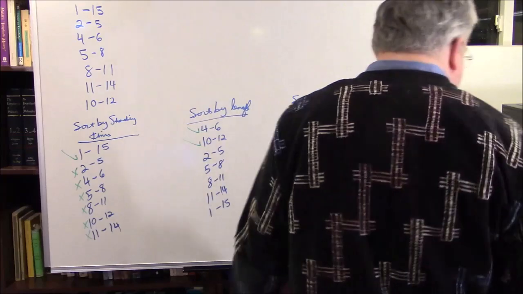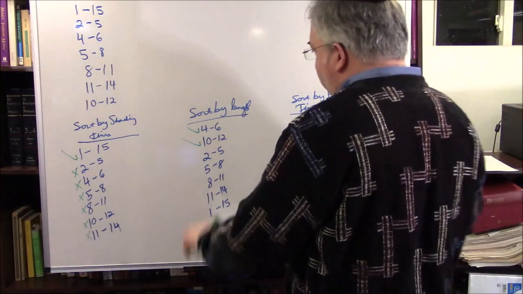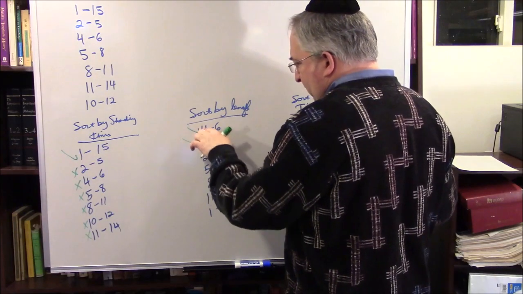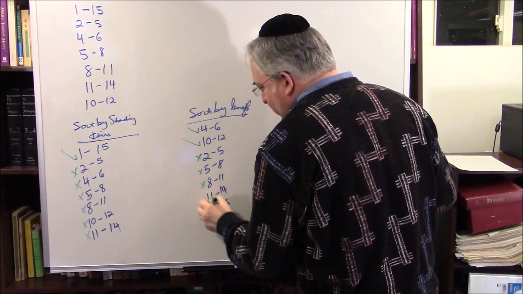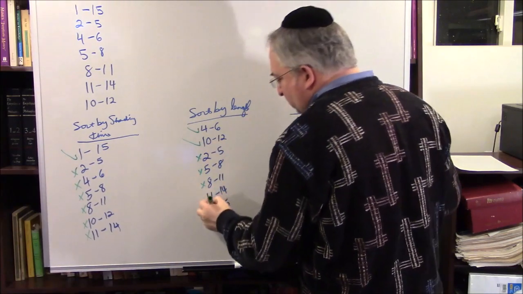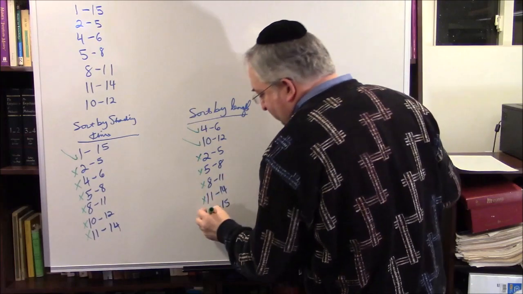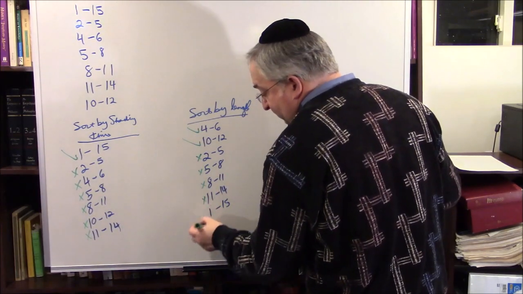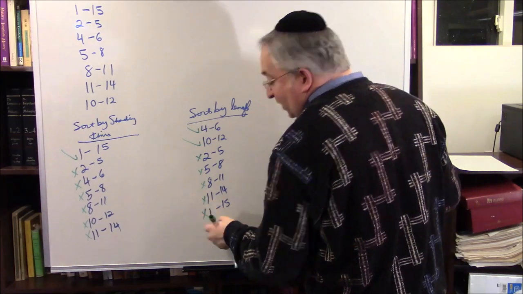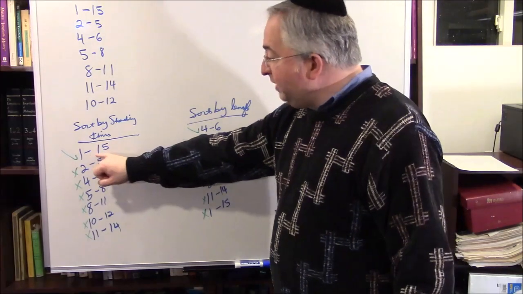Hold on. Oh, I can't take the 2 because I get 4 through 6, so I can't take this, I can't take this, I can't take this, because this overlaps with this. I can't take this because 10 through 12 overlaps with that, and I definitely can't take the 1 through 15 because it's the biggest job. If I take the 1 through 15, I can't take anything else because all my numbers are between 1 and 15. So again, if I sort by starting time, I get 1.